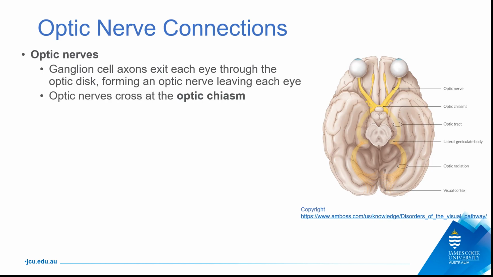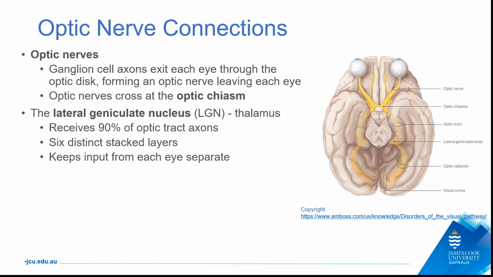Note that we have this optic chiasm. That's where the optic nerve fibers from both of our eyes converge, somewhere in front of our thalamus. Then later on, we have the lateral geniculate nucleus, LGN. This is possibly the most famous nucleus whenever we talk about visual processing. It receives around 90% of optic tract axons.